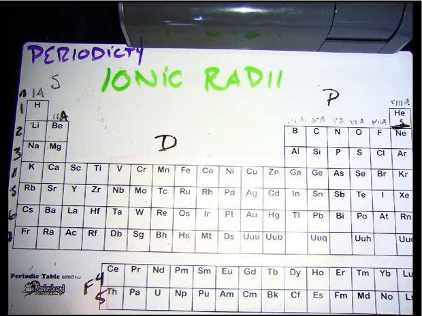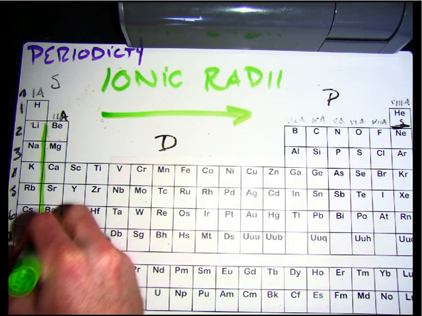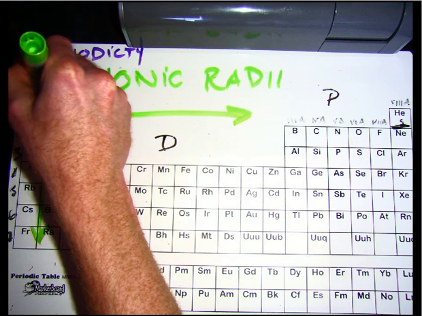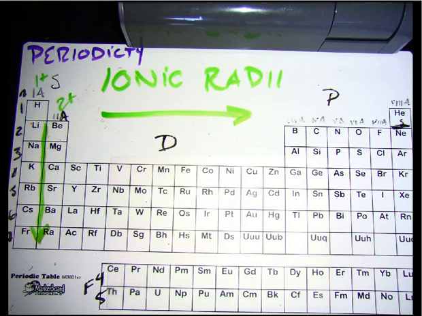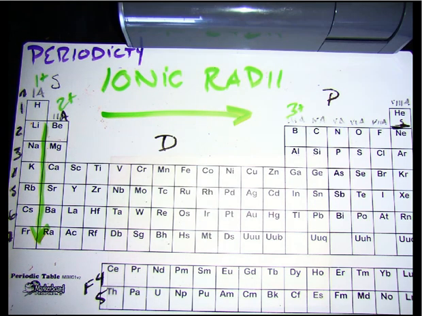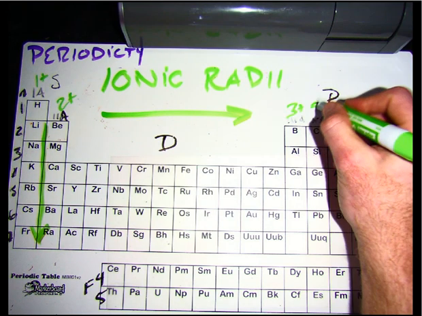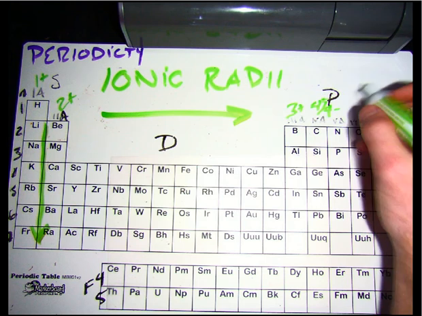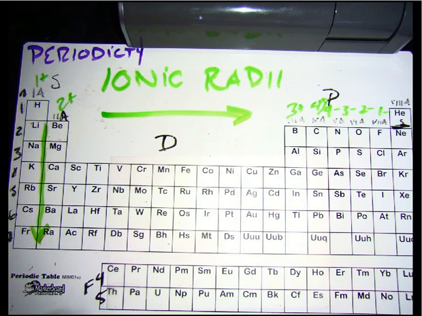Ionic radius follows the same general trend, but we need to talk about ions. Remember that group 1A has one valence electron, so it will become a 1 plus charge cation. 2 plus for group 2A, 2 valence electrons. 3 plus for group 3A. Plus or minus 4 for group 4A, 3 minus, 2 minus, 1 minus.